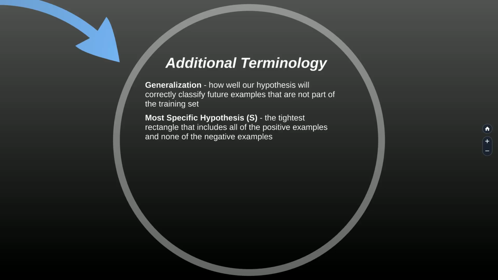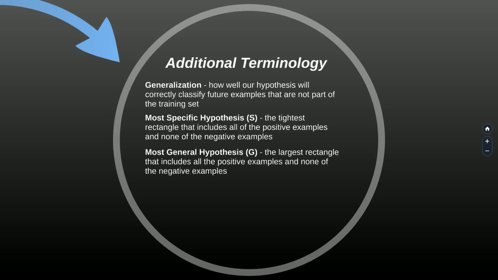That's going to bring in the most specific hypothesis, S, which is going to be the tightest rectangle in our case, since it's 2 dimensions, that includes all the positive examples and none of the negative examples. Also, we're going to have the most general hypothesis, the largest rectangle that includes all of the positive examples and none of the negative examples. And building off these 2 terms, we're going to get doubt, a case that's going to fall between the most specific hypothesis and the most general hypothesis.